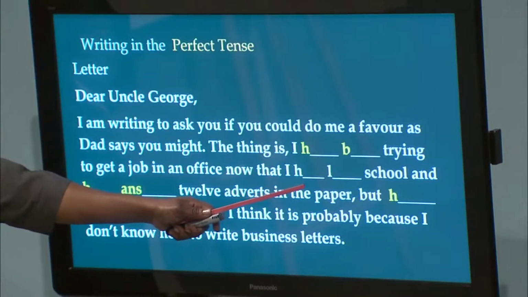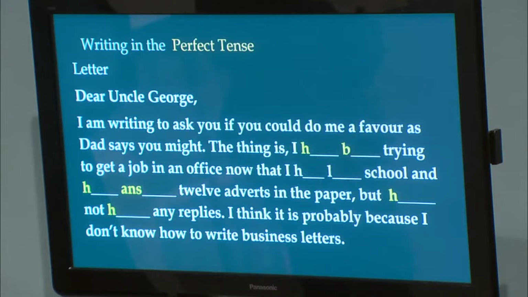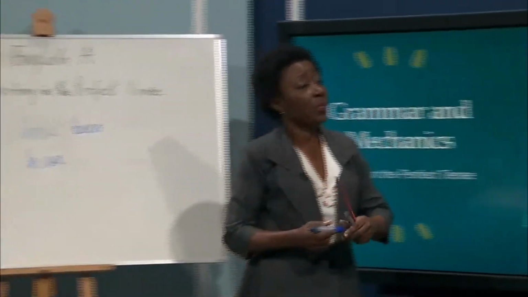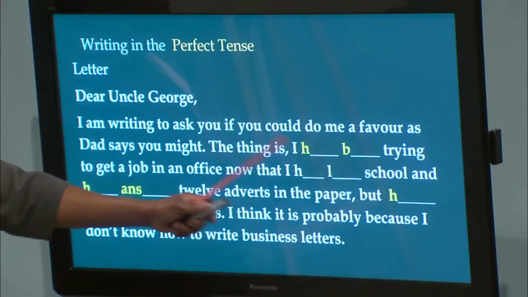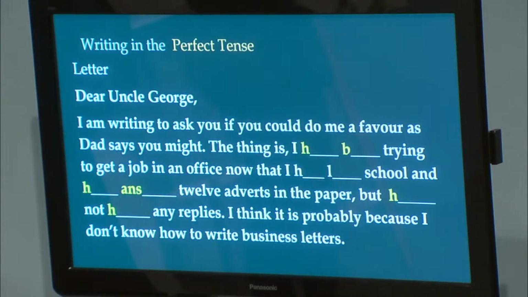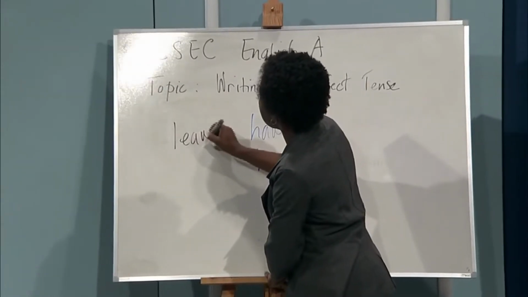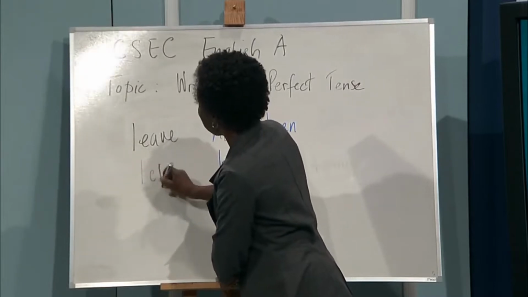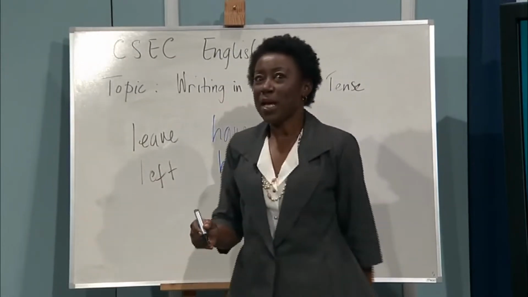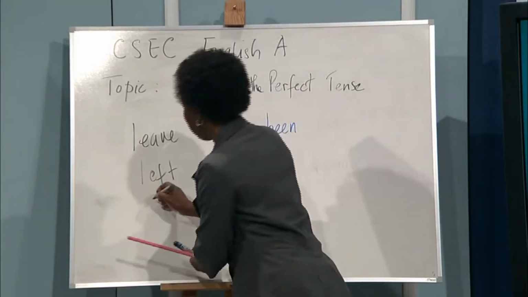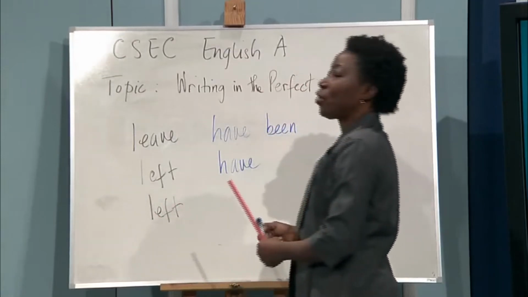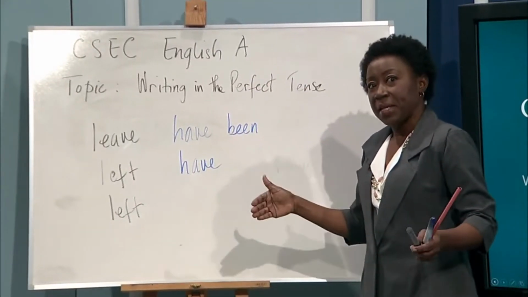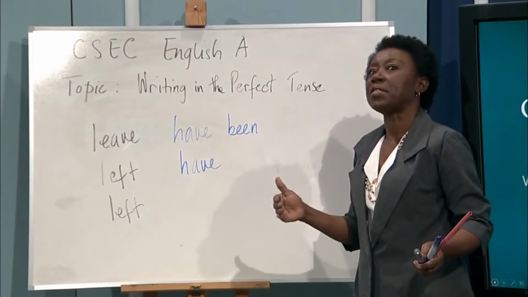Now that I have left. Have. So have been, have what? Left. So then we have, how did we get left? We have leave, okay? Leave, you leave. Past tense of leave, left. Past participle of leave, left. Now some words are like that. The past tense and the past participle forms are the same.